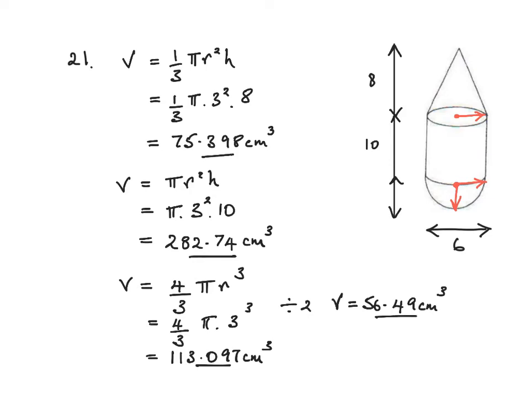And all we have to do now is add all the volumes together. So volume 1, volume 2 and volume 3, and that gives us a volume total of 414.69 centimeters cubed.